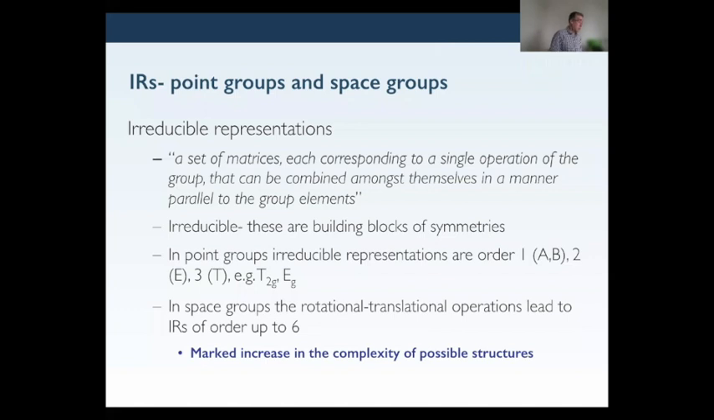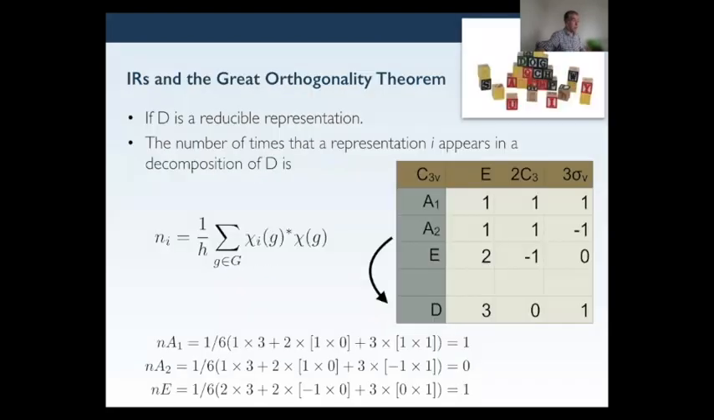So we have irreducible representations, a set of matrices that combine in a manner that follows the group multiplication tables. In point groups, we can have representations of matrices of order 1, 2, or 3. We often use the notations A and B for order 1, E for order 2, and T for order 3. In space groups, when we start dealing with rotational and translational symmetry operations, these matrices extend from being 3 by 3 ones to being up to order 6. So there's a marked complexity in possible types of symmetry operations and possible types of structures.